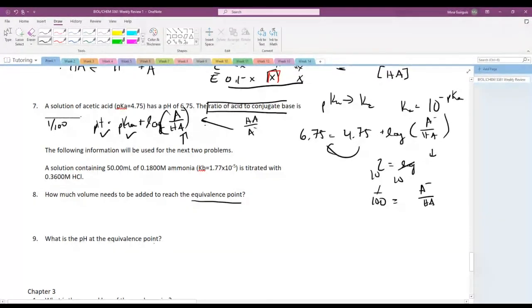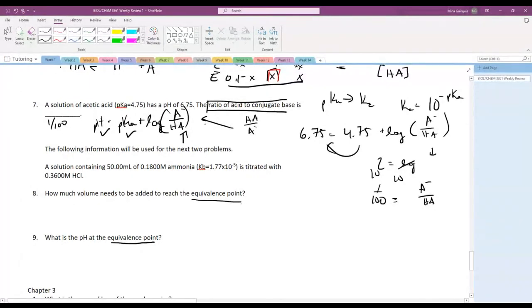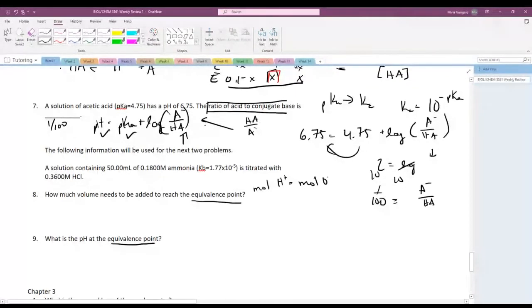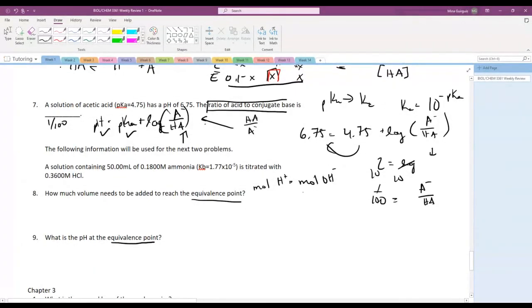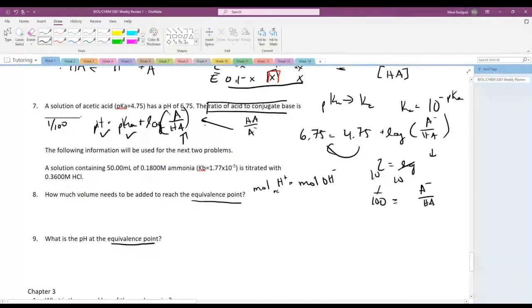Just before we start, we see that the term that is thrown around here is equivalence point. The term equivalence point has a very specific meaning, and that meaning is moles of H+ equal moles of OH-. This is set up from the titrations that you might have done in Gen Chem 1. H+ and OH- are for convenience. Really, it should be moles of acid and moles of base.